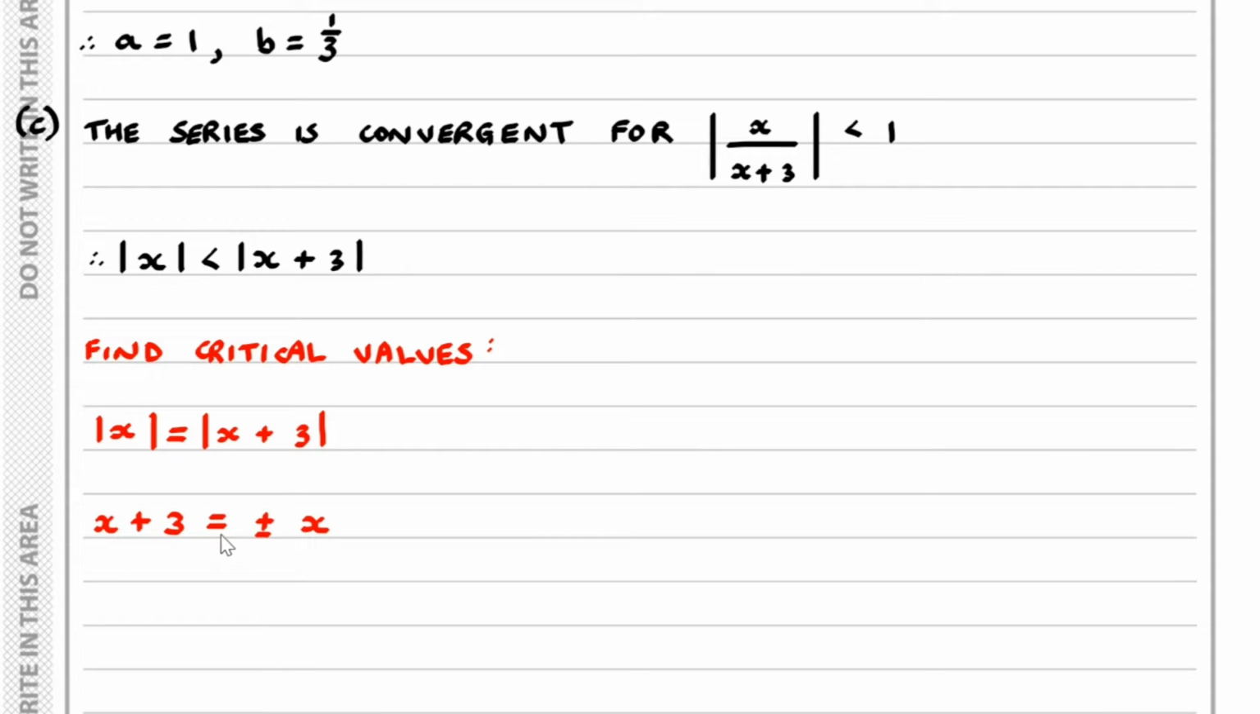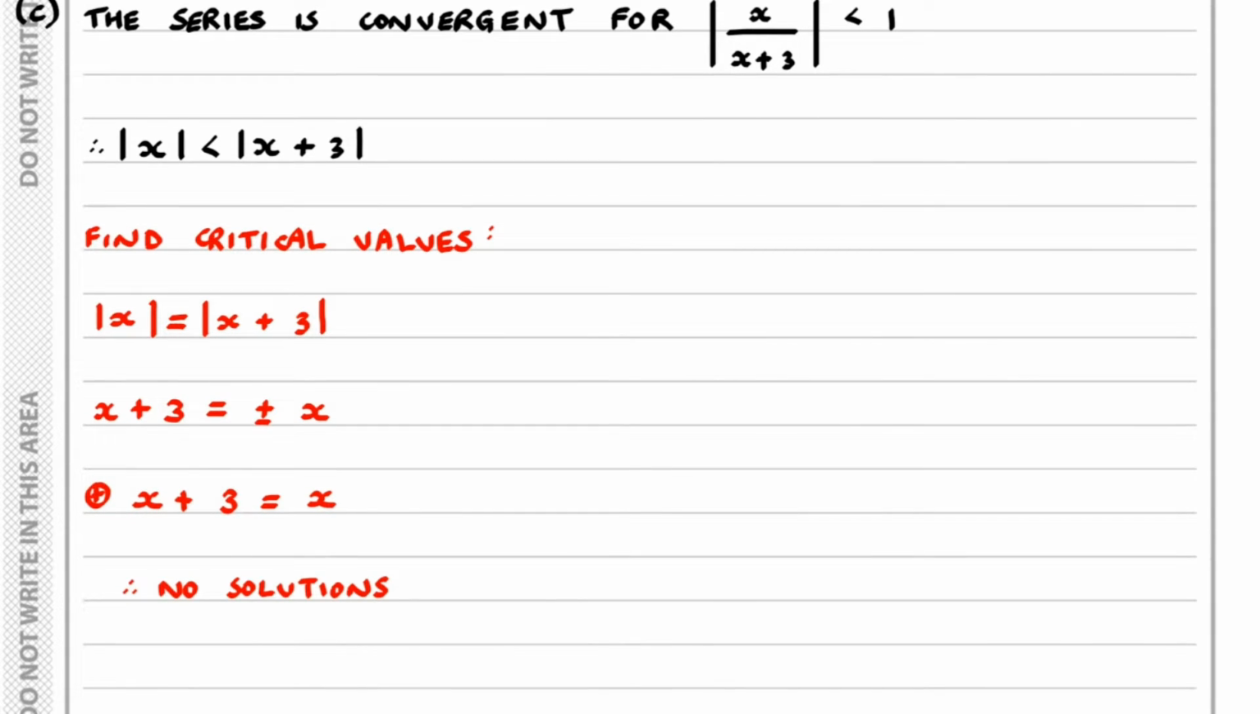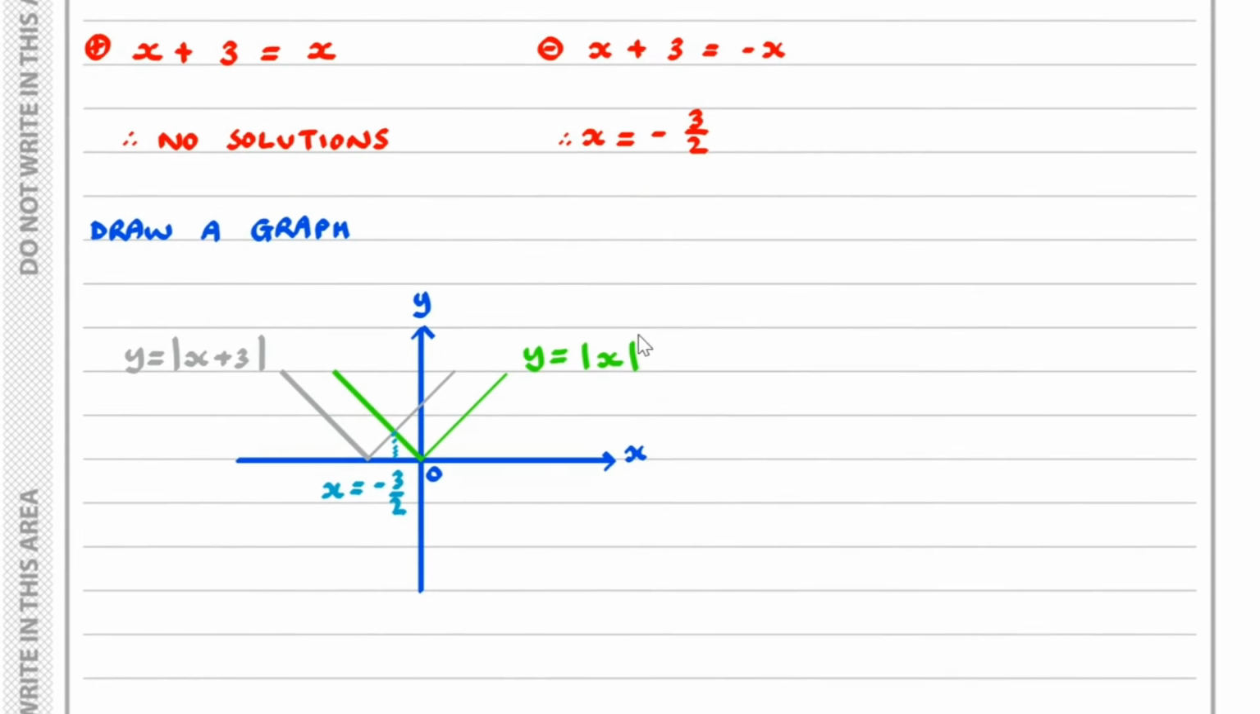And so x plus 3 is equal to plus or minus x. If I deal with the positive, x plus 3 equals x, well, this has no solutions. And if I deal with the negative, x plus 3 equals minus x, from which we can see x is equal to negative 3 over 2. Now if I draw a graph to show all this information, we've got y equals mod of x, y equals mod of x plus 3. They intersect only at x equals negative 3 over 2.